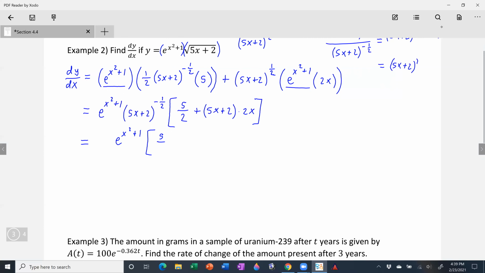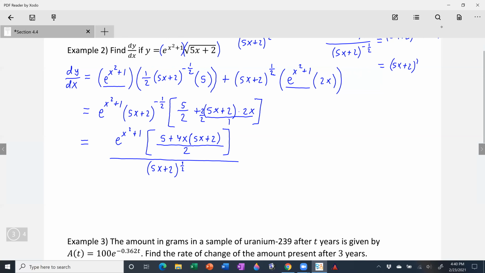5 over, let's actually do a common denominator here. Lots of different ways to do this, but I want to think about a common denominator to try to combine the stuff that's in there. So 5 over 2, if I want to add, let's multiply the top and the bottom of this by 2. Okay, so this 2 and that 2x would turn into 4x. So we would have 5 plus 4x times this 5x plus 2. And on the denominators, common denominator is a 2. Okay, and all over, because I'm putting this 5x plus 2 to the negative 1/2 on the bottom, it's going to be 5x plus 2 to the positive 1/2 down there.